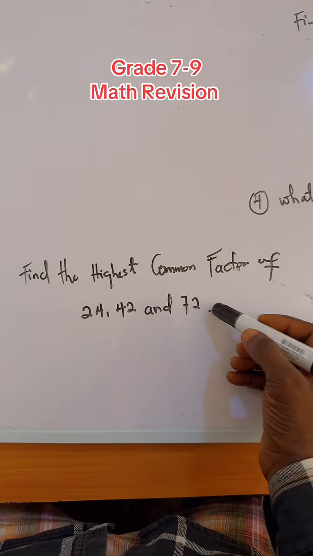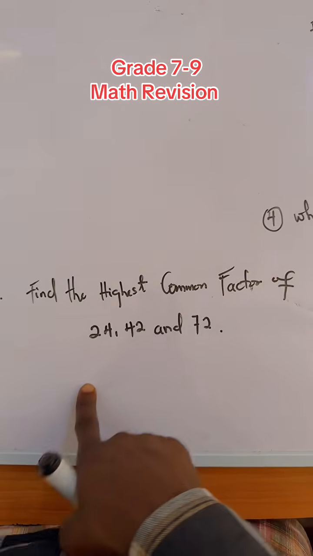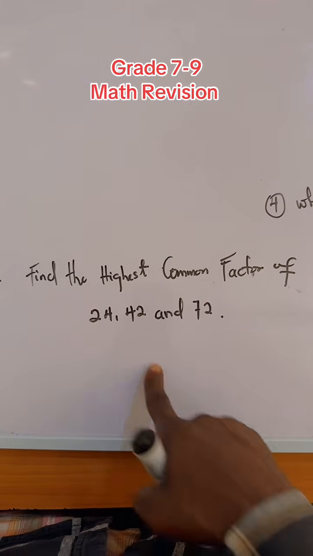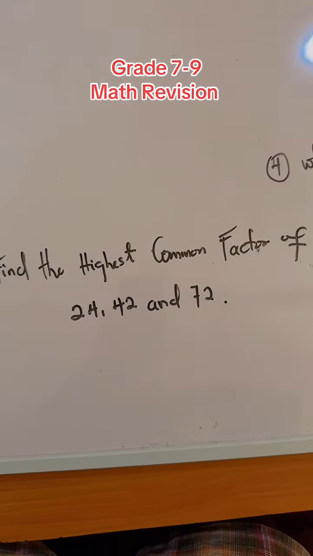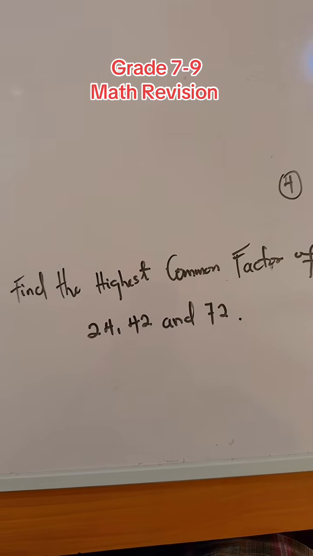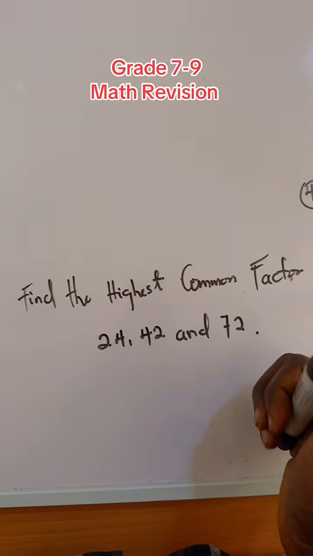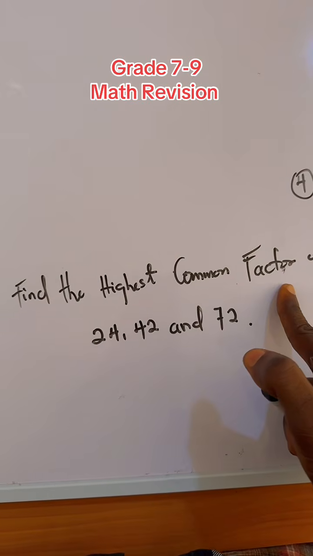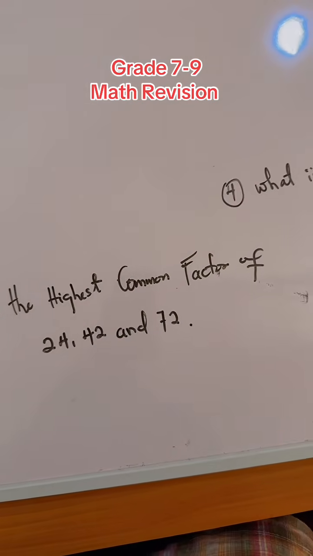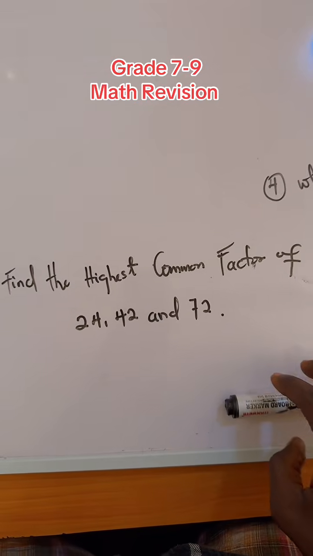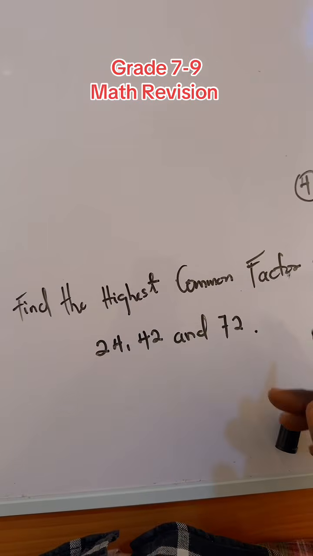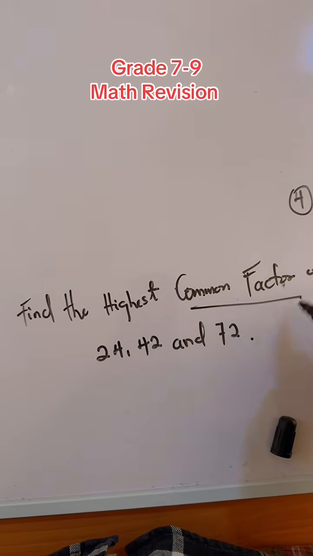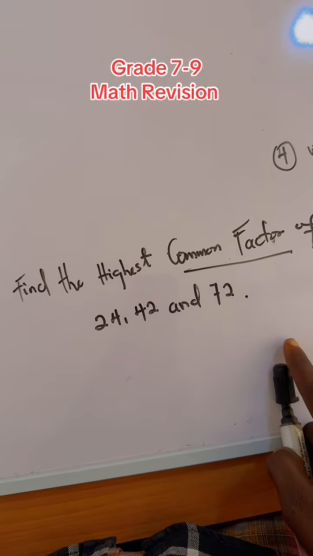Find the highest common factor of 24, 42, and then 72. The question you should be asking yourself is what is the meaning of the highest common factor here? Okay? So that is your first question. And then what it means is that before you can even go to the highest one, you should know what a common factor is. What does that mean?